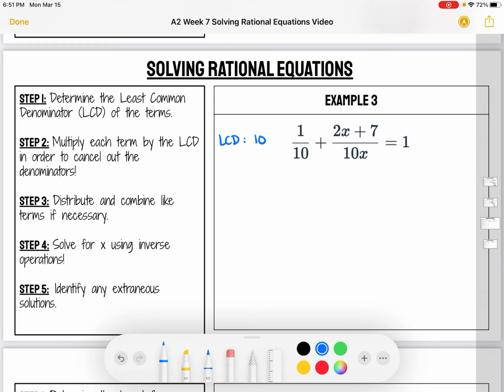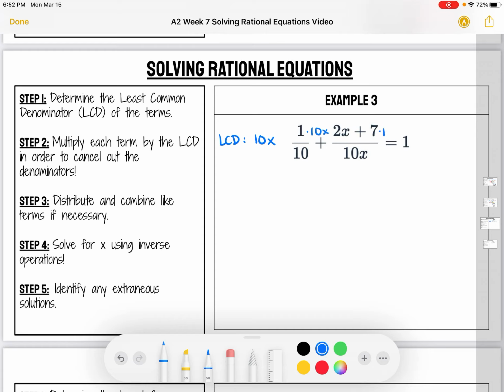But then in my next one, I have a 10x. So the 10 I already was planning to multiply everything by would cancel out the 10, but then I would also need to multiply by x. So that means I'm just going to include an x in my least common denominator. So I don't want to multiply by 10 twice because that's just extra. I don't need to multiply by 10 more than one time. Multiplying by 10 will take care of the 10s, but then I also need to multiply by x to take care of the x. So now I'm going to show you what that looks like and why this works.